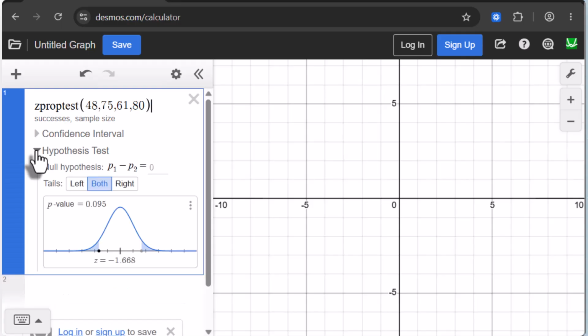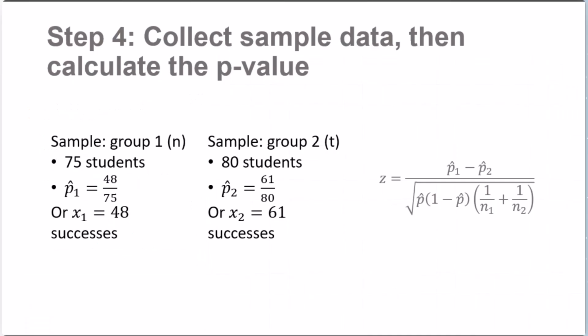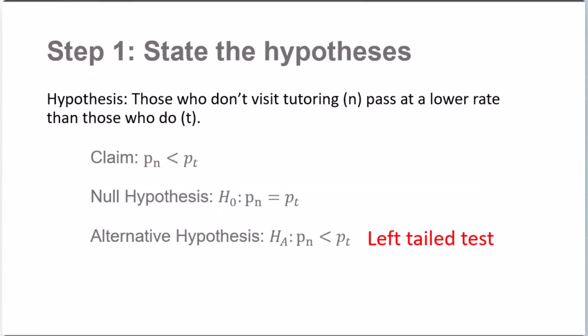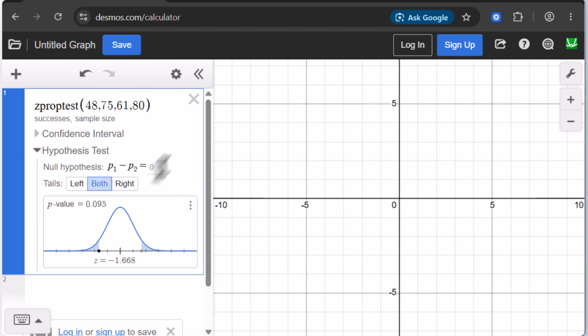If I open up the hypothesis test section, the null hypothesis is P1 minus P2 equals 0. This is actually the same thing as P1 equals P2, or the way we stated it previously, Pn equals Pt. Same thing, we're saying that the null hypothesis is that the two proportions are the same. So this is the null hypothesis I want, and then I'm doing a left-tailed test in this case.